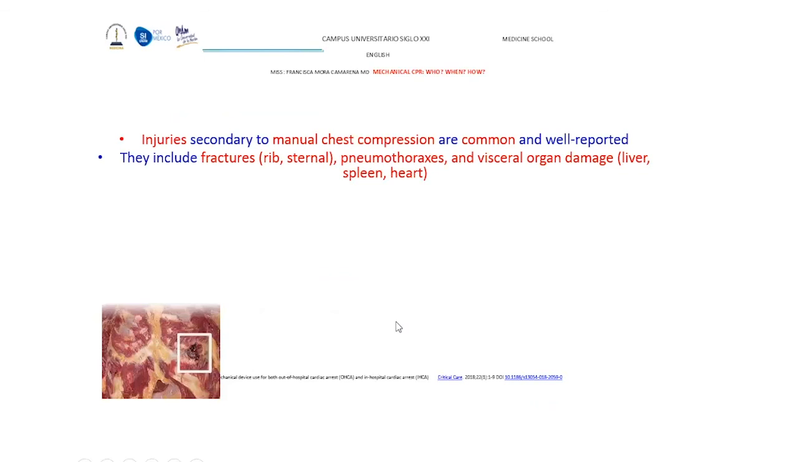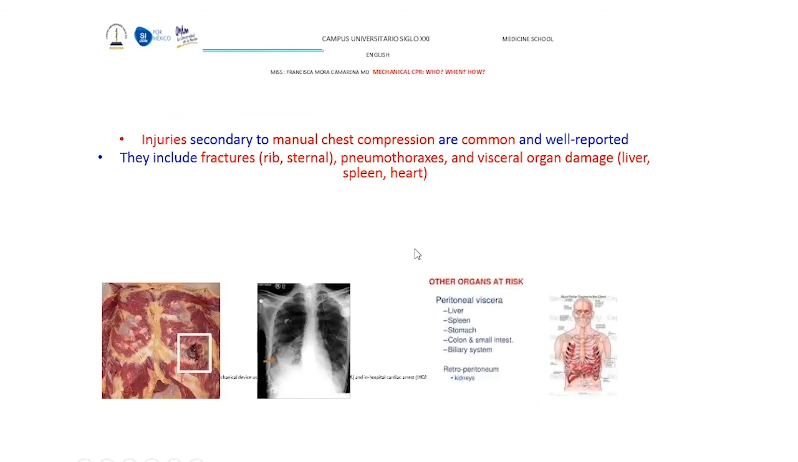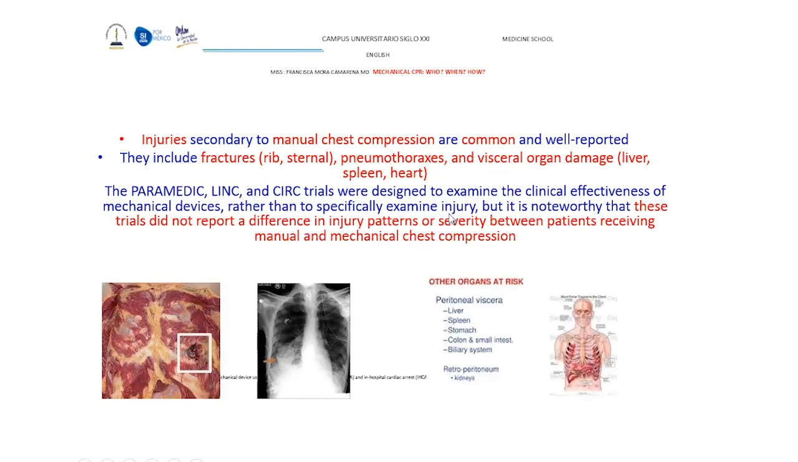Of course, as we read, with both situations, either manual chest compressions or those mechanical chest compressions, the damage will be exactly the same. And these injuries include fractures of the ribs or sternum, or pneumothorax, and also visceral organ damage: liver, spleen, and heart. Just remember the trials that we reviewed say the risk is totally the same in both situations.